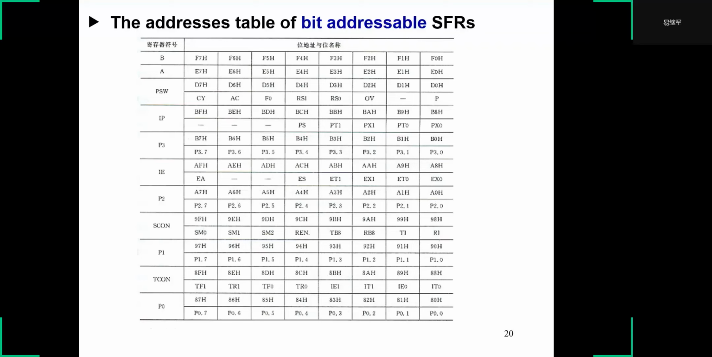These are some bit addressable SFRs. When we use these SFRs, we can use the bit address, just like here. This is for P0. We can use P0.7 and P0.1 to access the bits.